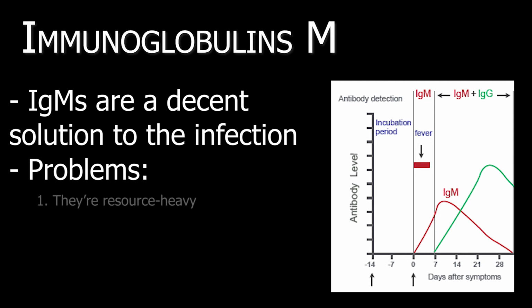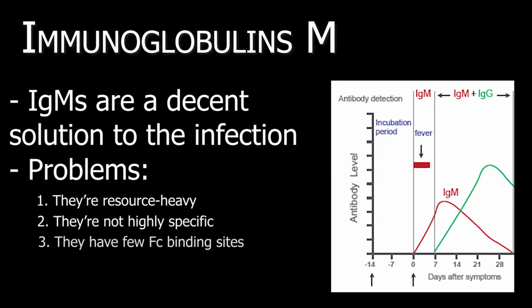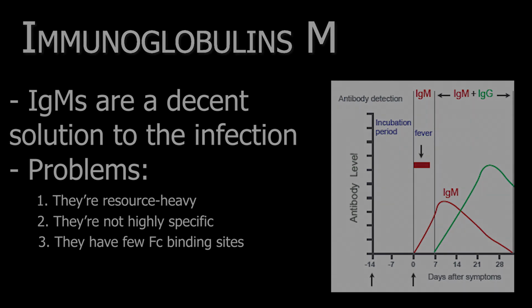IgMs are a decent solution to the infection, but there are also a few problems with them. First, they are much bigger and therefore take a lot more resources to produce. Their peak plasma concentrations may never reach appropriate levels to defend against a pathogen. 2, they are only relatively specific. And 3, they don't have a lot of cellular binding sites. But they do their job as they greatly amplify the non-specific responses and allow for more specific ones to form.